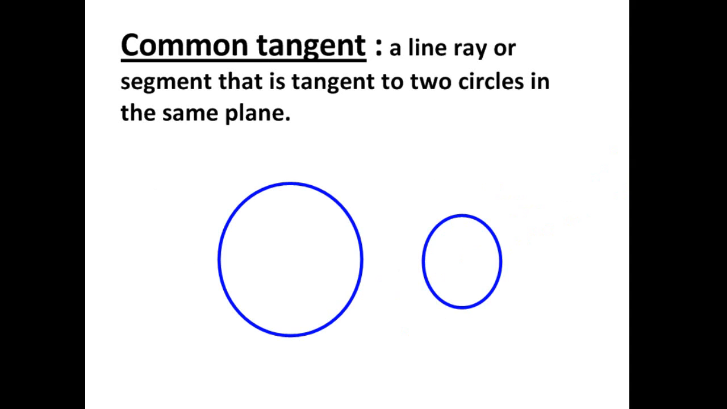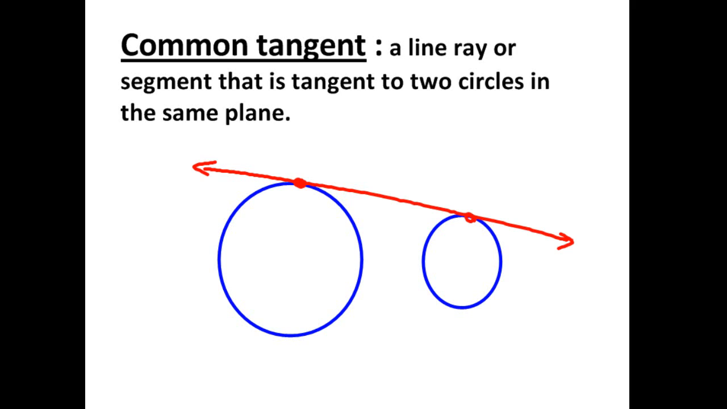So now that we know what a tangent is, we can talk about circles having common tangents. Common tangents are essentially when two circles have the same line as their tangent. These two circles, for example, have multiple common tangents. If I take that line right there, it's basically going to be tangent to both of these circles. It's going to hit them both just at one spot.